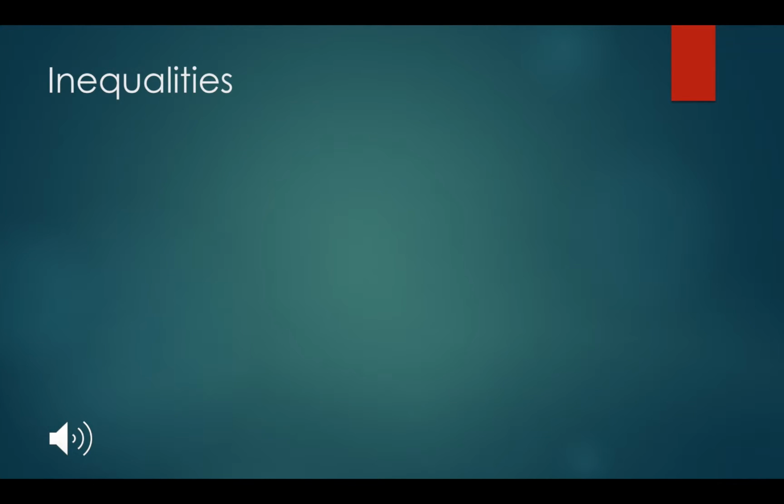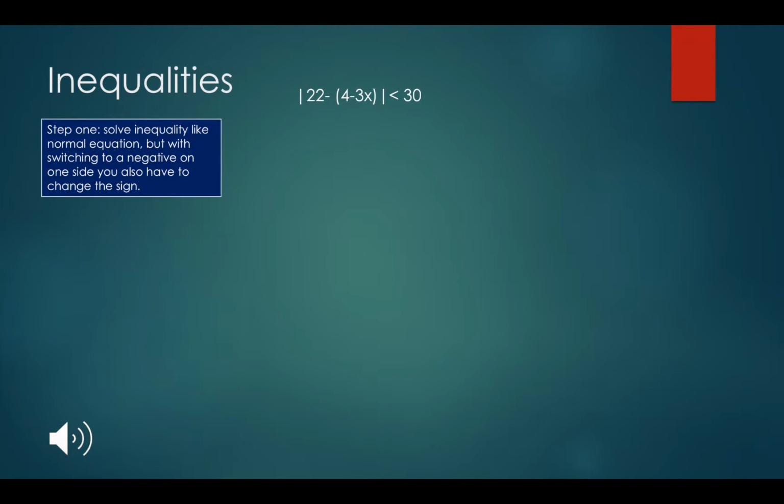Now that we know how to do equations, we can do inequalities. So your problem is the absolute value of 22 minus 4 minus 3x is less than 30. Step 1, solve the inequality like a normal equation, but switch to a negative on one side, and you also have to change the sign. So you distribute the -1, and you get 22 minus 4 plus 3x is less than 30. Then you subtract 4 from 22, and you get 18 plus 3x is less than 30.